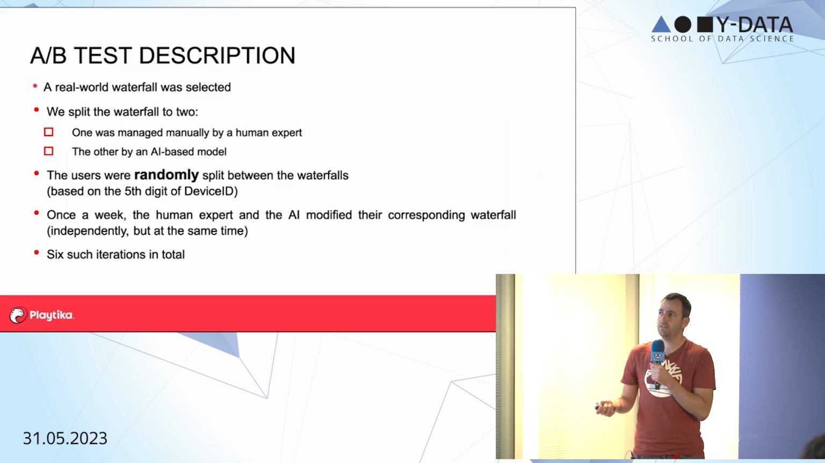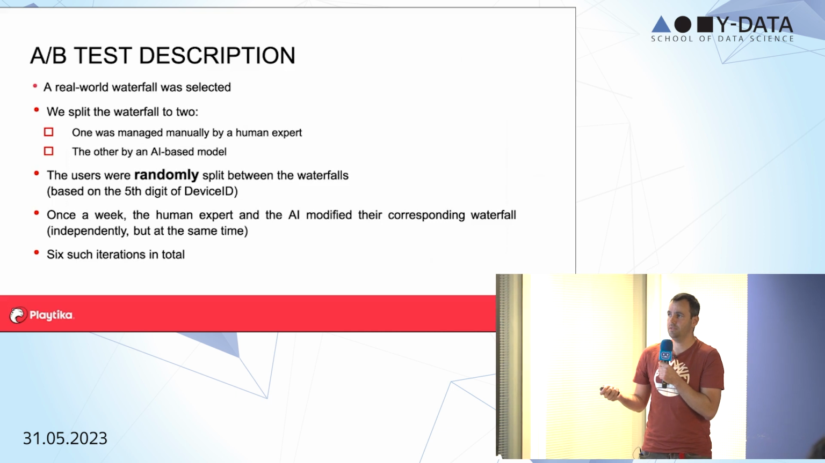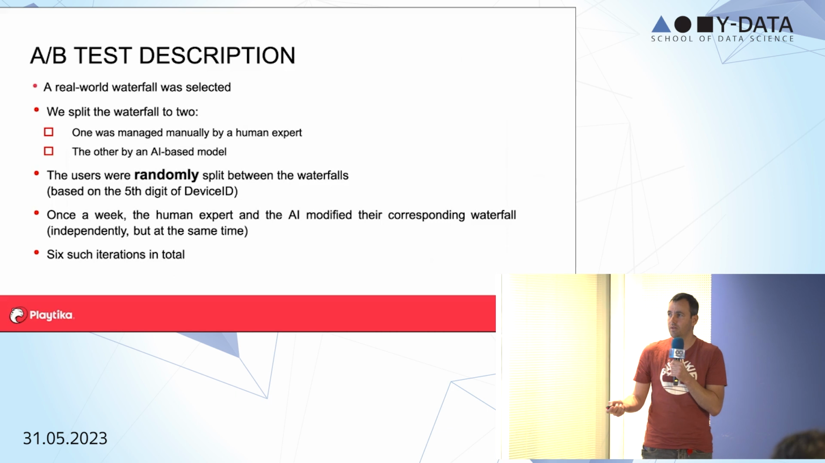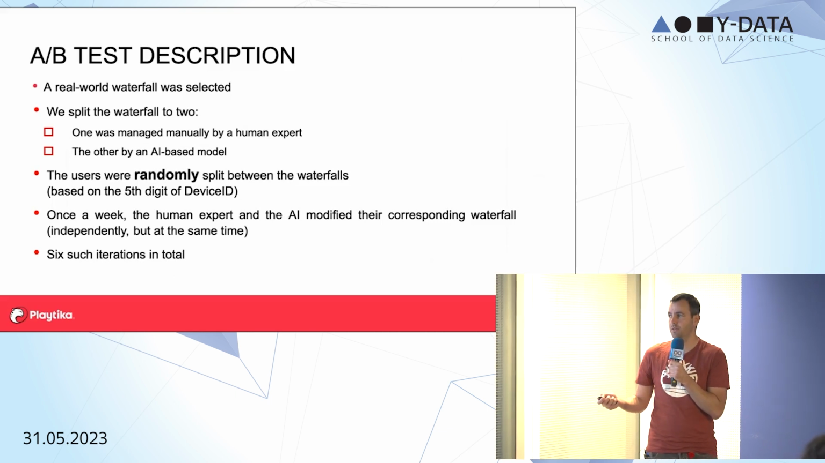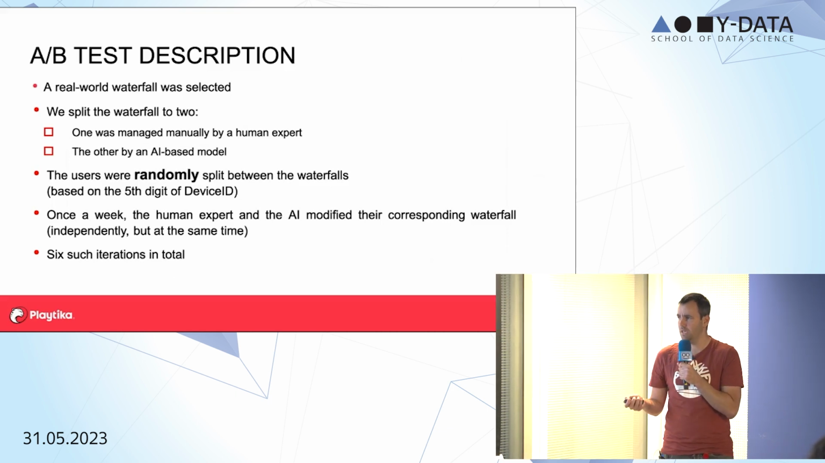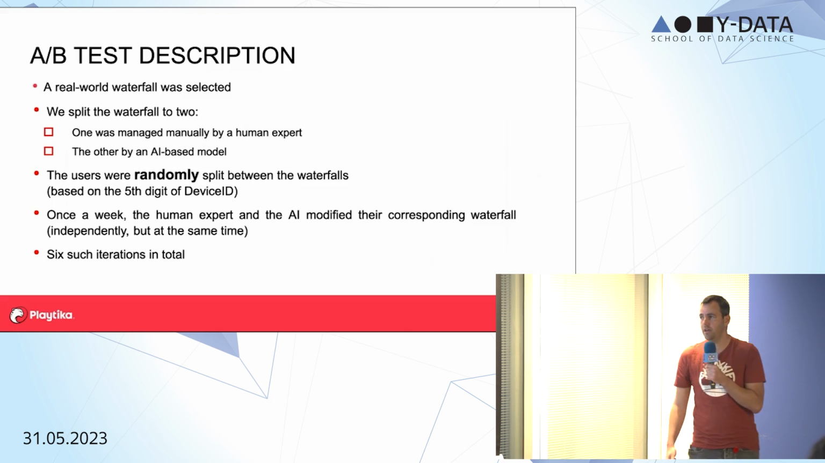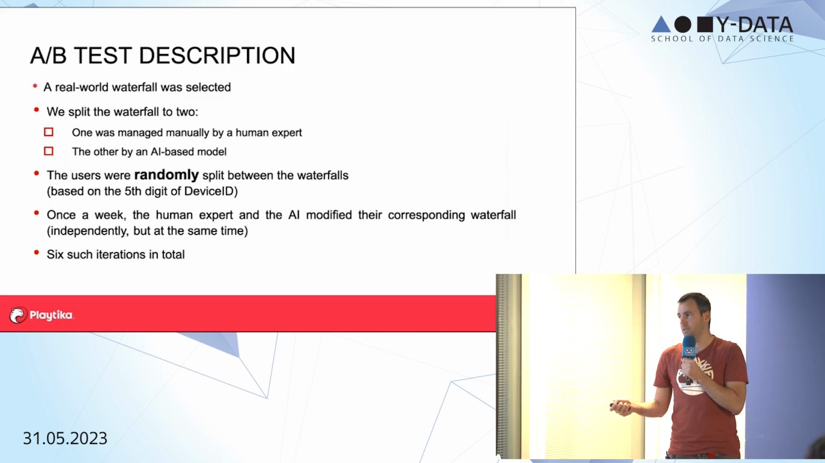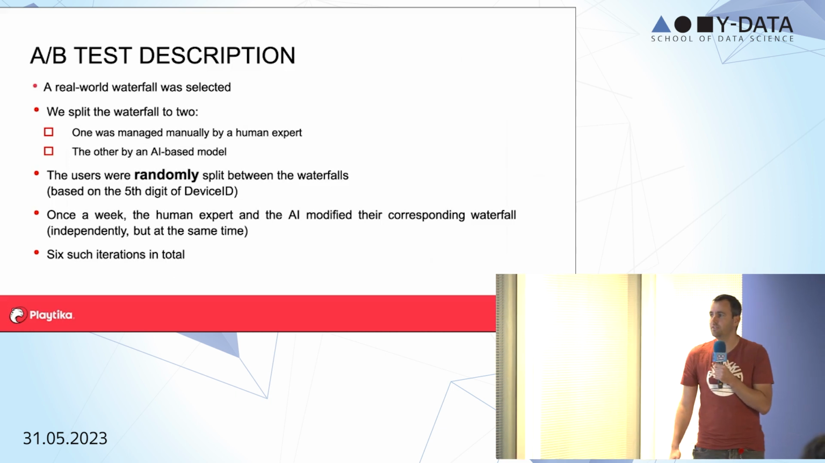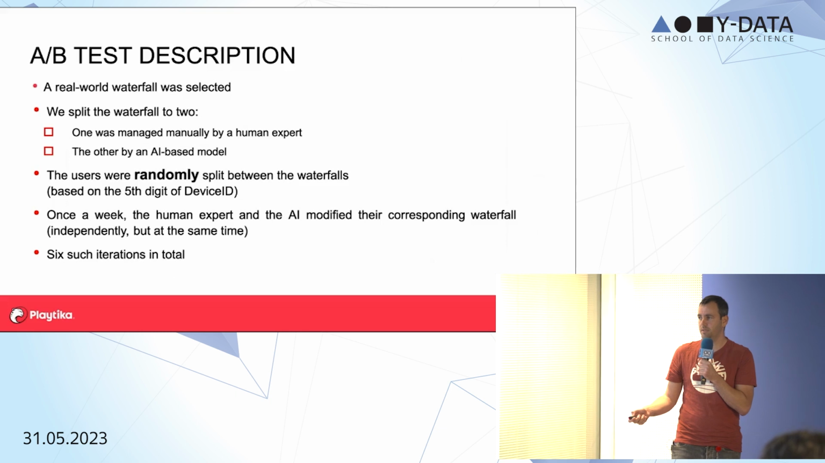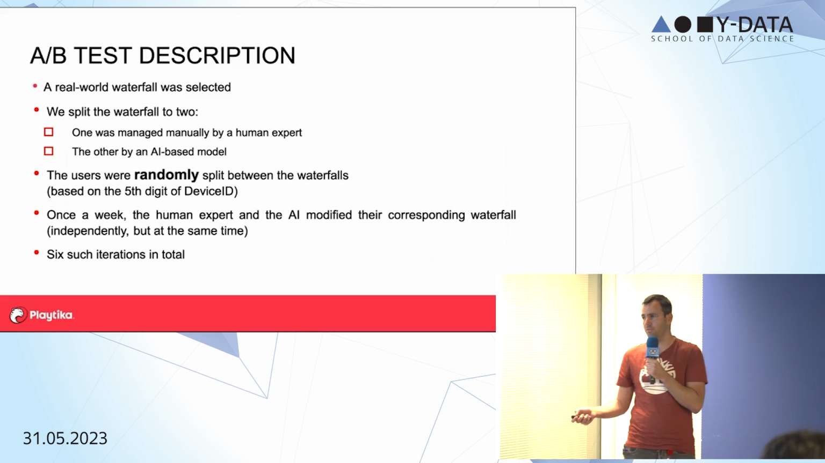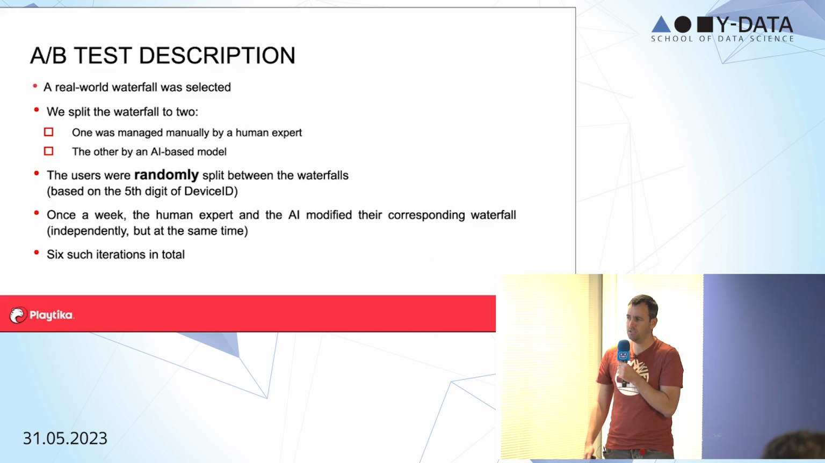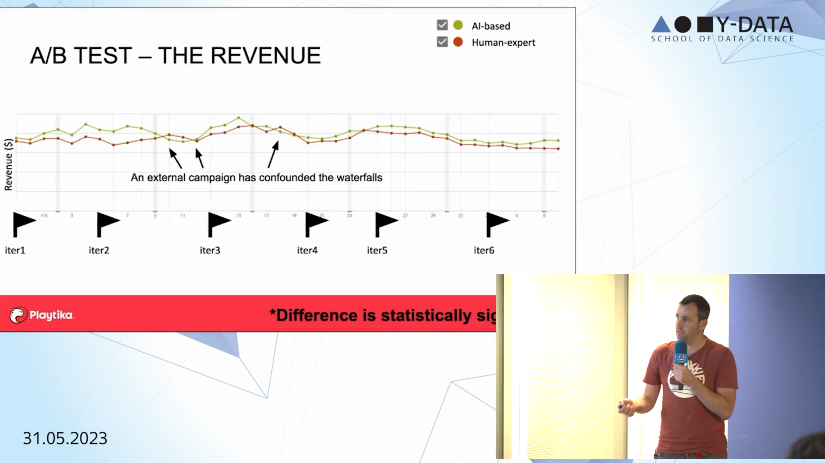Next, we conducted an A/B test. It was a real-world waterfall. We split the waterfall into two. One was managed manually by a consortium of several experts, and the other by the AI model. The users were randomly split between the waterfalls based on the fifth digit of the device ID, and once a week the human experts and the AI modified their corresponding waterfall independently, but at the same time. We conducted six iterations, and this is the result.